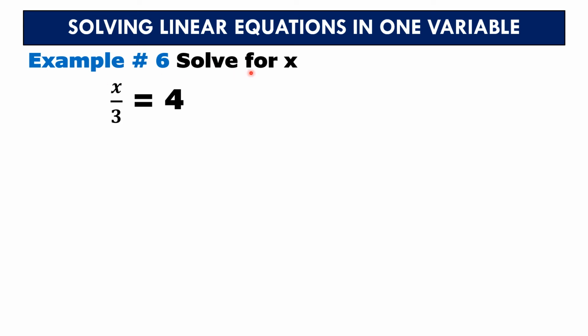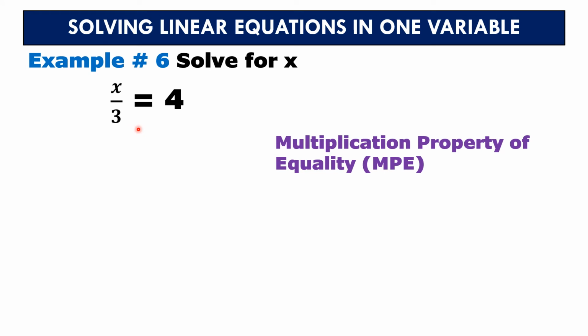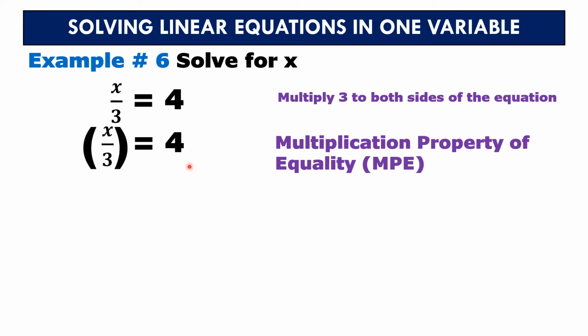Next is solve for x in the equation x over 3 equals 4. So, kailangan ma-isolate ang variable. So, that means kailangan maalis yung 3 dito. So, para maalis yung 3 dito, we need to apply the multiplication property of equality. So, that means we need to multiply 3 to both sides of the equation. So, multiply natin yung 3 sa both sides ng equation.